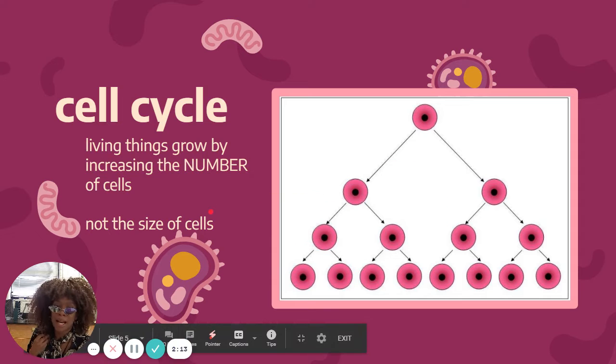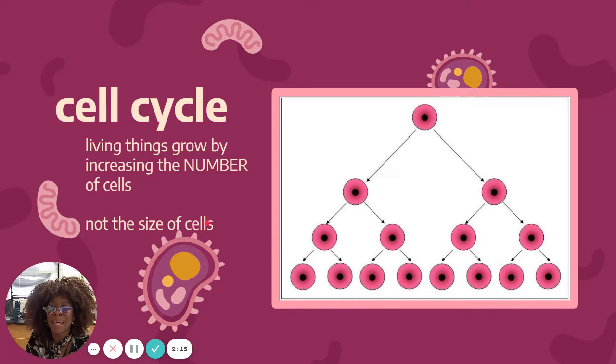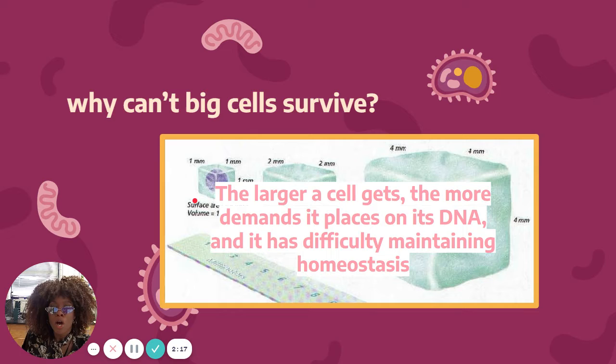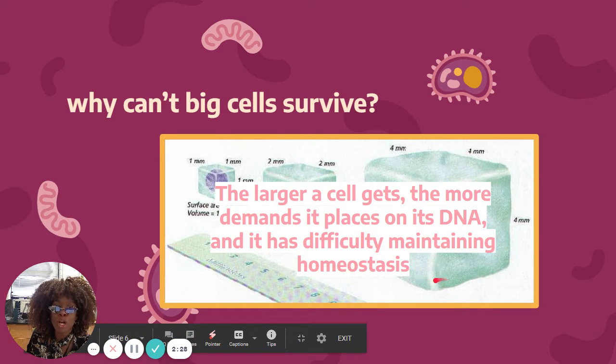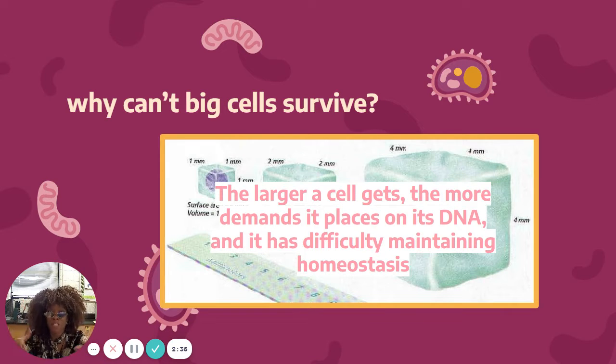Their size cannot increase. And a lot of students are like, well, why can't the cells just get bigger? Well, big cells cannot survive because the larger that a cell gets, the more demands it places on its DNA, and it has difficulty maintaining homeostasis. Remember that word, homeostasis? Well, if you don't remember, homeostasis is that balance. Right? So a really big cell is going to have to spend a lot of energy and a lot of time removing waste and transporting materials around the cell.